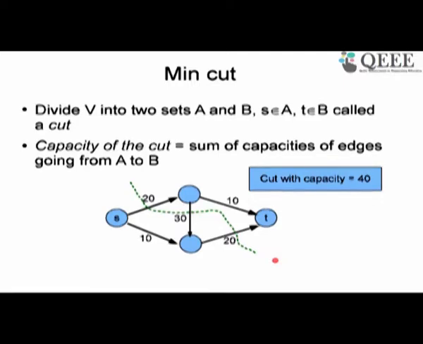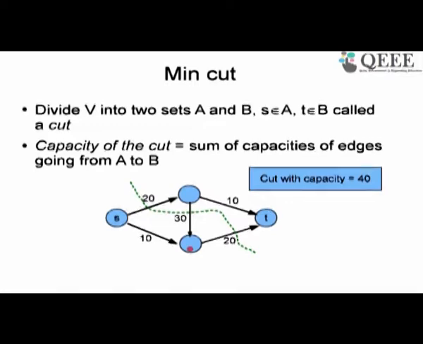Now to calculate the capacity of this cut, you see that these two nodes are A, the part of the cut which contains S, and this is the part of the cut which contains T, so this is called B. Arrows which are going from A to B, you have to see. So this arrow is going from A to B. Is this arrow going from A to B? No, it's going from B to A. So we ignore it.